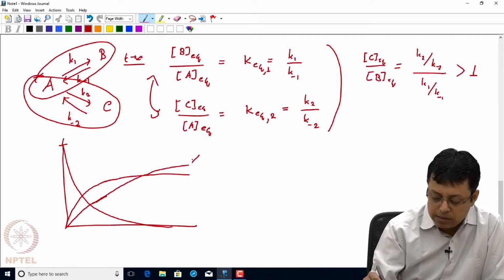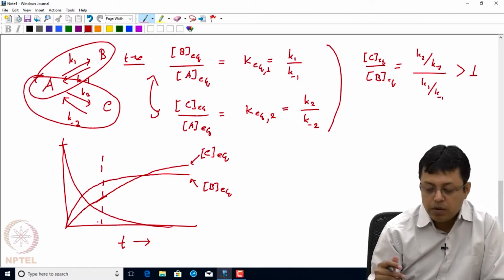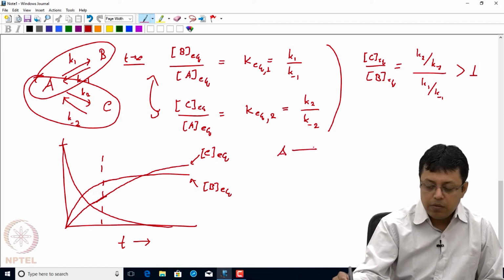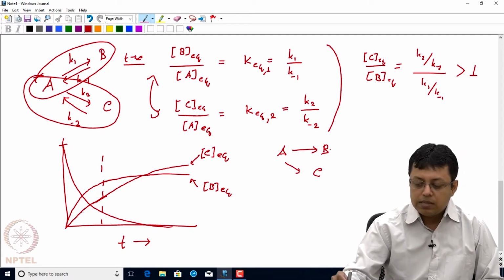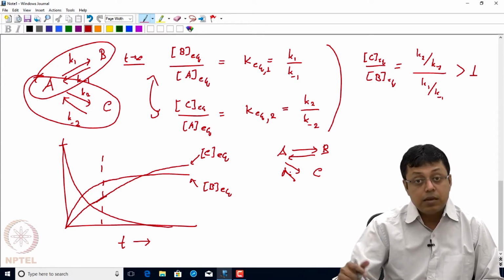So this is basically C equilibrium, and this is suppose B equilibrium. So we see that at an early time, it may so happen that we are only forming, suppose we start only from A, and then you are forming B in one channel and you are forming C in another channel. Now as soon as the B forms, after a certain time, the reverse reaction rate also increases, because you remember that the rate is nothing but rate constant times the concentration.